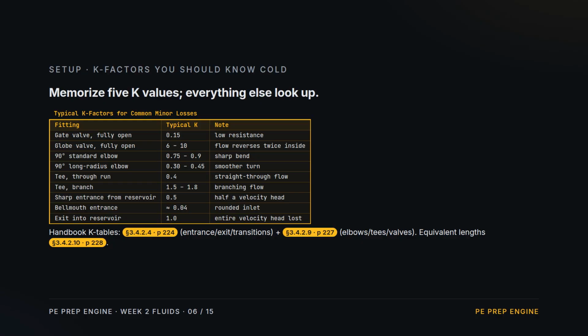Gate valve fully open, 0.15, essentially transparent. Globe valve, 6 to 10, much higher because the flow reverses twice inside the body. Standard 90-degree elbow, about 0.75. Sharp entrance from a reservoir, 0.5. Discharge into a reservoir, exactly 1. The entire velocity head is lost. For everything else, Crane Technical Paper 410.